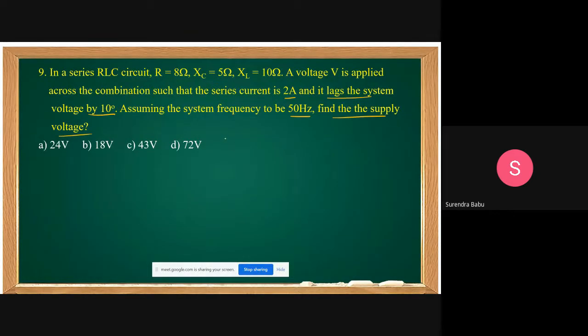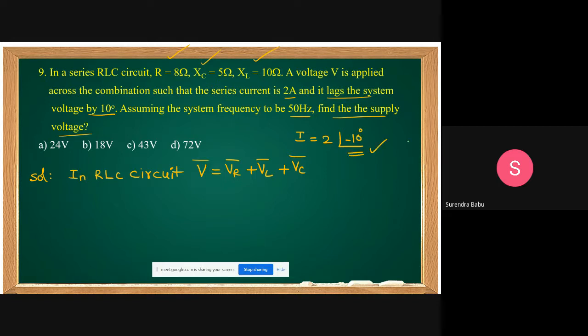Which circuit is given, students? RLC circuit. R is given, XL is given, XC is given. That's why it is an RLC circuit. Now you want to find the system supply voltage. In an RLC circuit, in a vector sum, what is the resultant voltage, students? VR plus VL plus VC. But here the current is given as 2 at angle of minus 10 degrees because it is lagging.